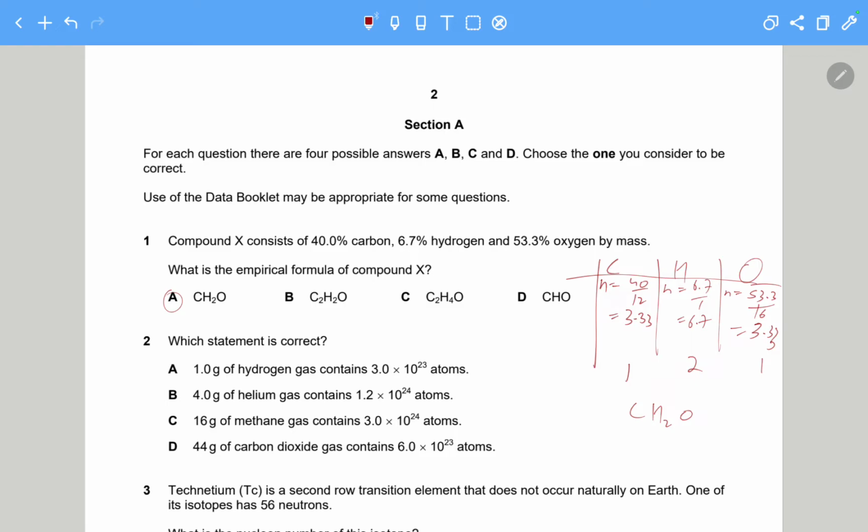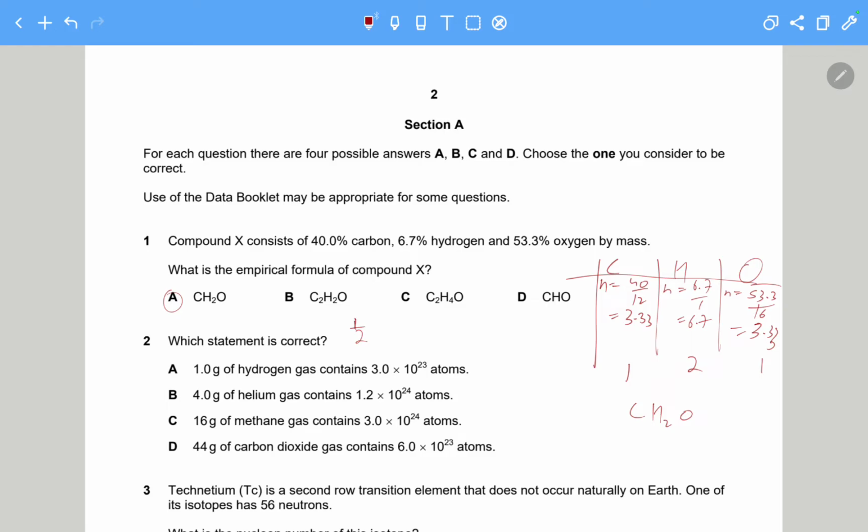1 gram of hydrogen gas contains 3 × 10^23 atoms. Let's see. So hydrogen gas has a mass of 2 grams per mole. So 1 gram would be half a mole, because 1 over 2. And you know that for every 1 mole, there are 6 × 10^23 atoms or molecules.